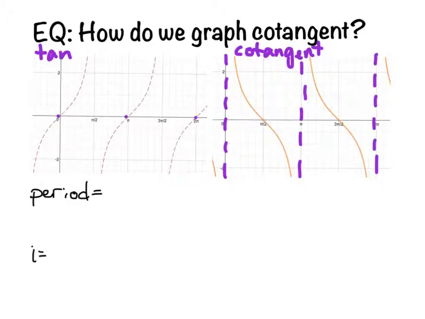Now, these are also both the parent functions. So notice that as tangent goes from negative pi over 2 to pi over 2, one period of cotangent just goes from 0 to pi. So they have the same length. The period is still a length of just pi over b, and for the parent function, that b is 1. We find the increment the same way. It's still the period divided by 4.